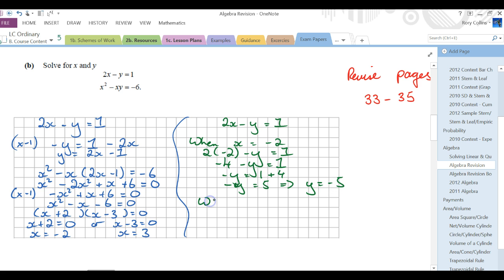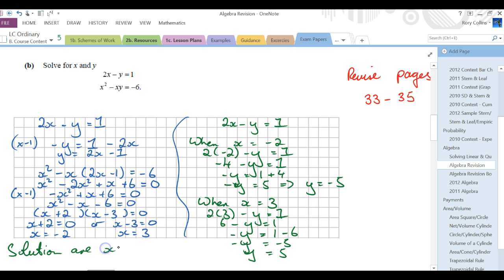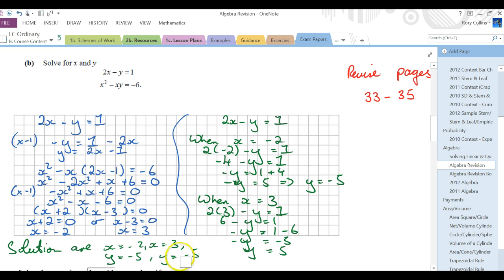Now let us do for when x equals 3. That gives me 2 times 3 minus y equals 1. 2 3s are 6, minus y equals 1. Subtract 6, negative y equals negative 5, y equals 5. So our solutions are x equals minus 2, x equals 3, y equals minus 5, and y equals 5. Sorry, that should be y equals positive 5.